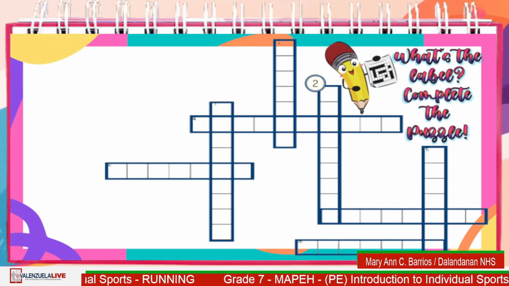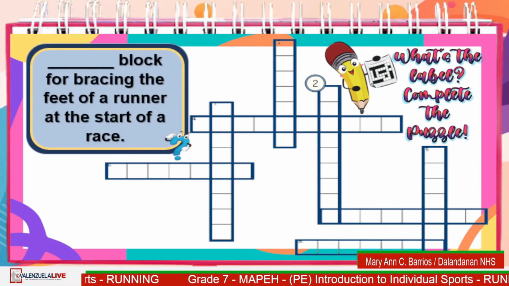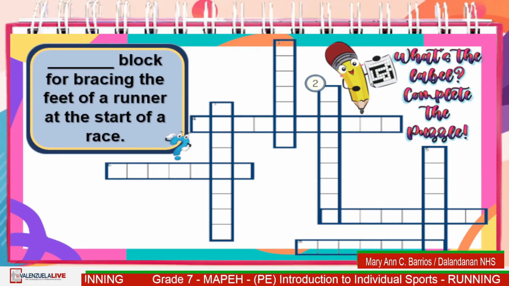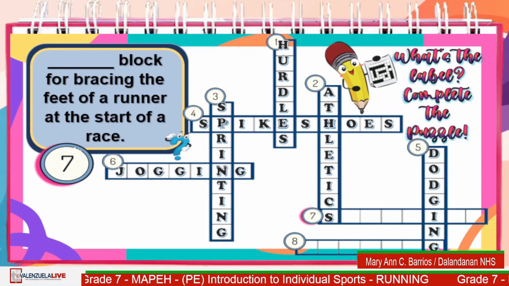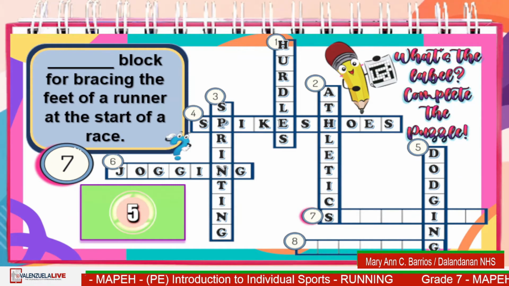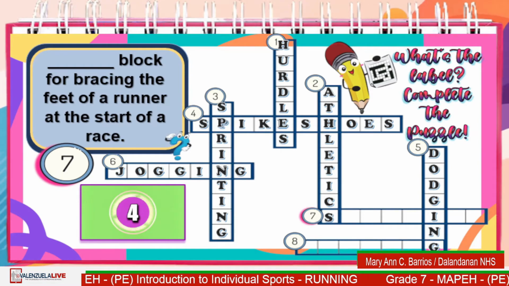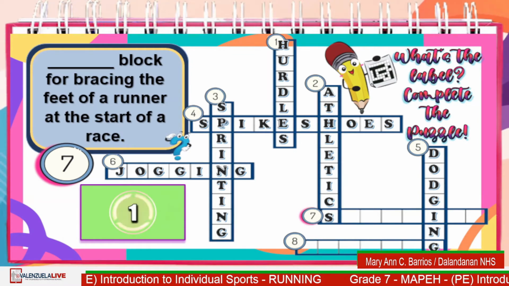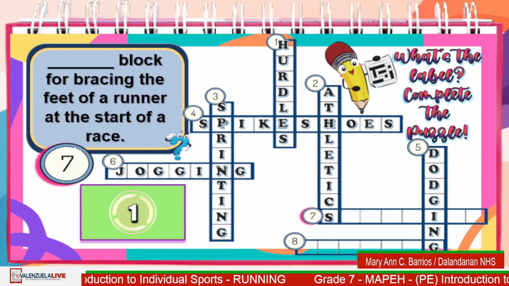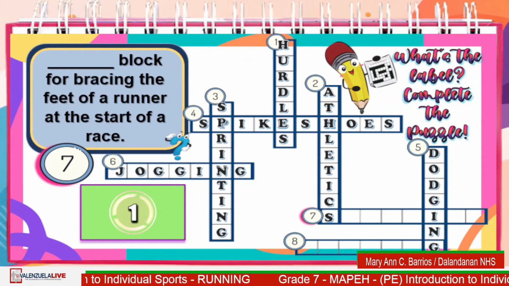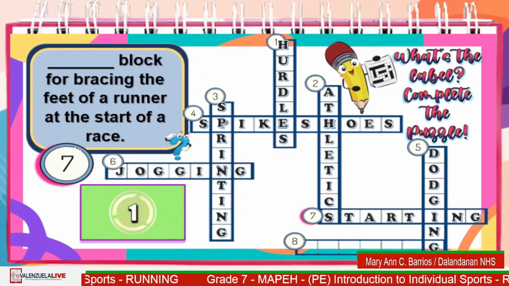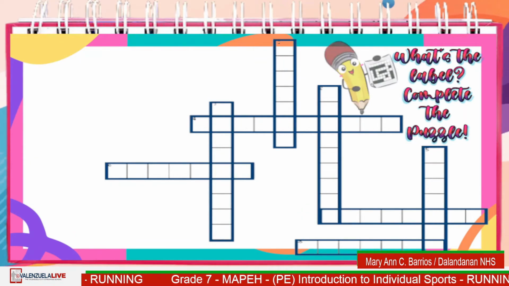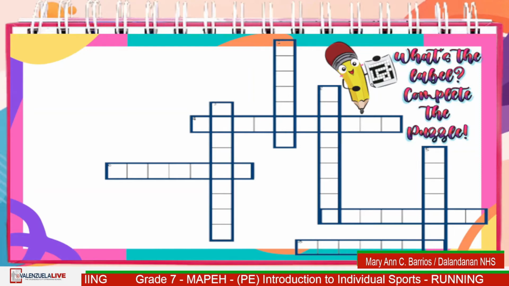Number 7. Blank block for bracing the feet of a runner at the start of a race. Timer starts now. Time is up. The answer is starting block. Awesome. Last number. Number 8.